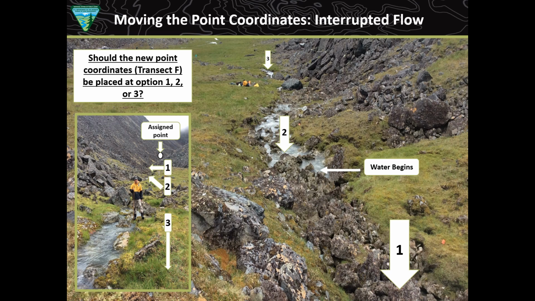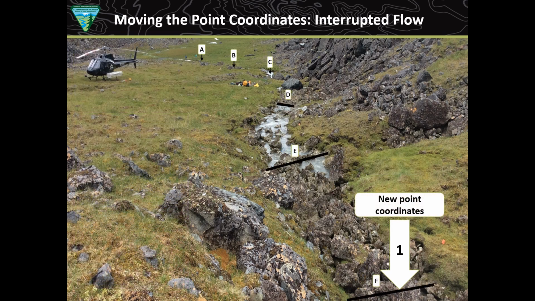Should the new point coordinates, which is also transect F, be placed at option 1, 2, or 3? The correct answer is option 1. Moving the point coordinates so that E is at the top of the spring is the least distance the point coordinates can be moved while still having 5 transects that are wet.